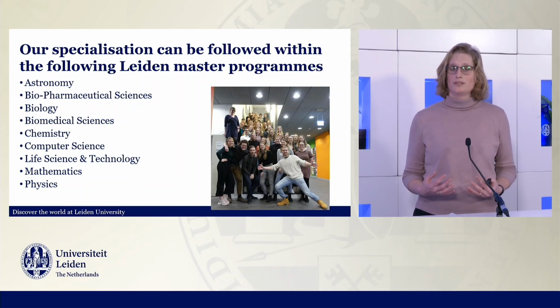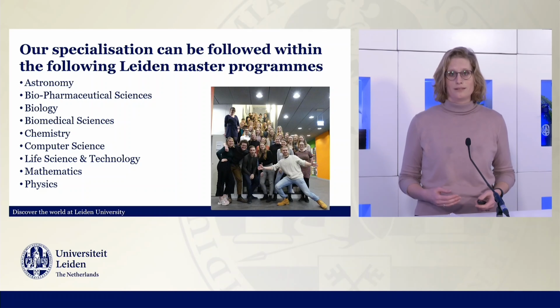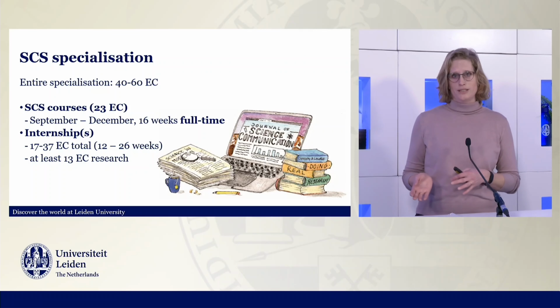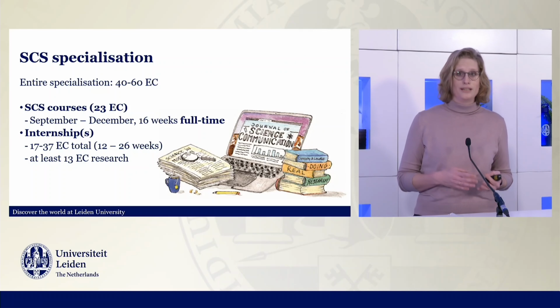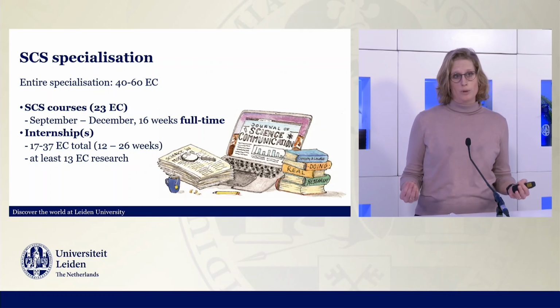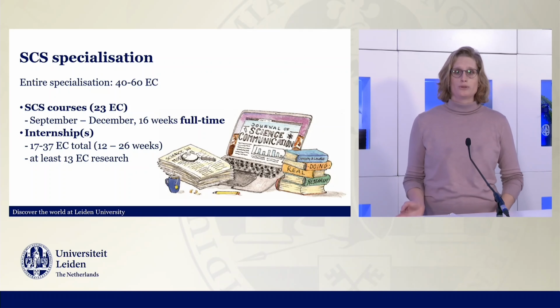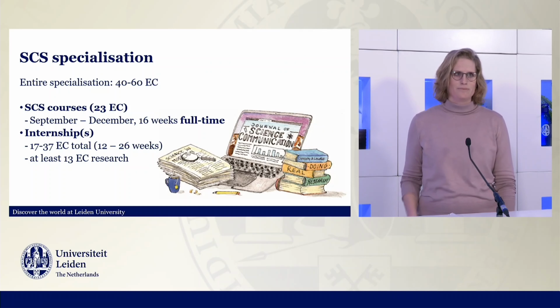And the group of students that take this specialization, therefore, is a very interdisciplinary group, which makes it also an interesting group to work with and to be part of. Our entire specialization entails 40 to 60 EC. So it has to be at least 40 in order for it to be part of your diploma. But then we advise people, if they really feel a passion for science communication and want to maybe go into that world, that they take 60 EC. So that's a full year of the 2-year master's in one of these other programs.